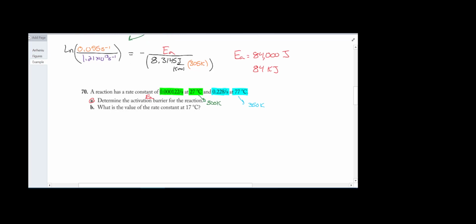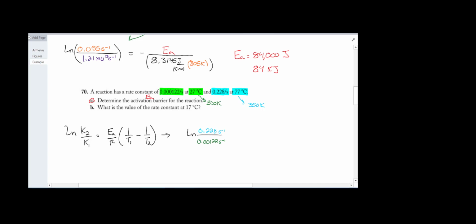Okay, so for A, I have the natural log K2 over K1 equals EA over R times 1 over T1 minus 1 over T2. So plug in these numbers. Natural log. All right. K1, I'm going to put on the bottom in green, 0.00122 seconds negative 1. K2, I'm going to use 0.228 seconds negative 1.